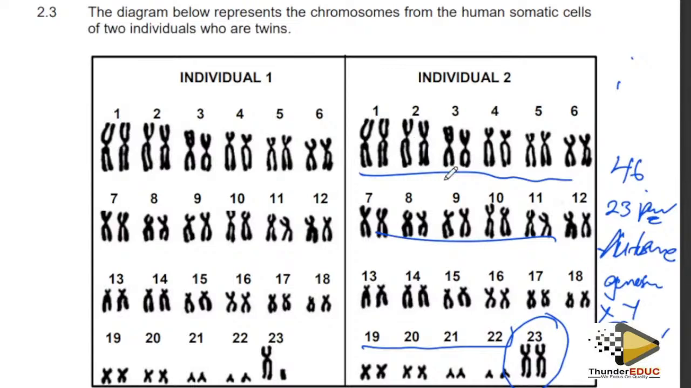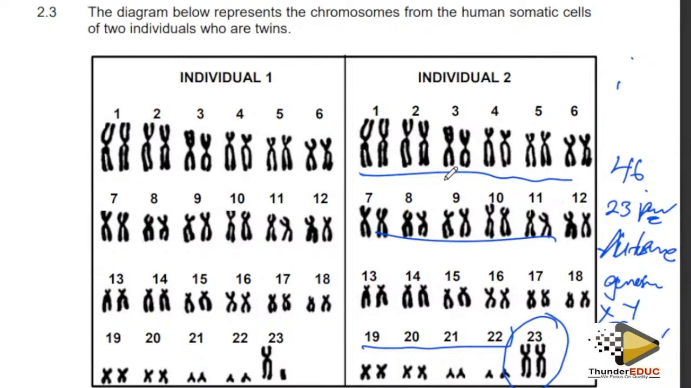Each chromosome pair has a different size. So that's how you can describe the karyotype. It's made up of 23 pairs. Pair number 1 to pair number 22 are called autosomes. The 23rd pair is called a gonosome.